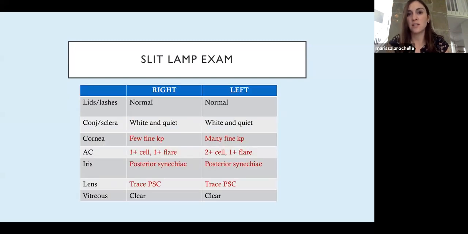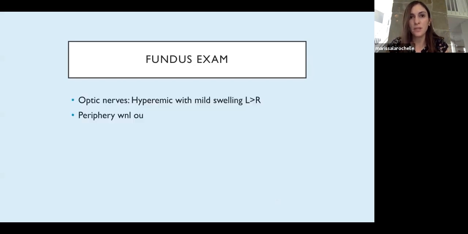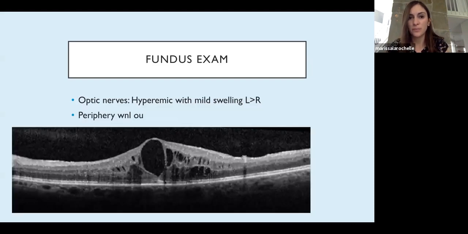And then a slit lamp exam is notable for non-granulomatous KPs in both eyes, anterior chamber inflammation. She has posterior synechiae bilaterally and some posterior subcapsular cataracts forming. Looking in the back of the eye, we notice that the optic nerves are mildly hyperemic, slightly elevated, but otherwise the fundus looks normal. Doing a macular OCT, we can see macular edema.